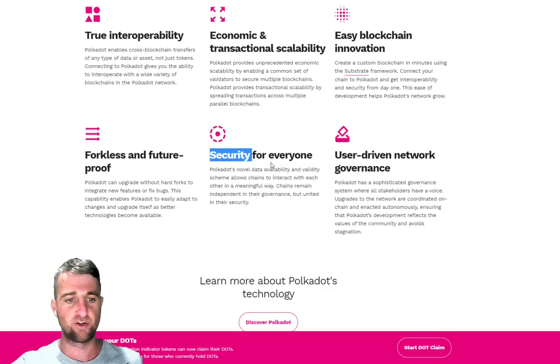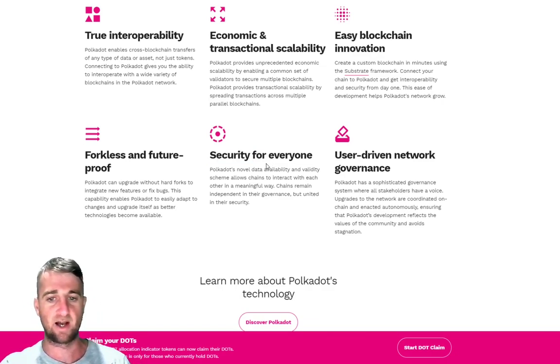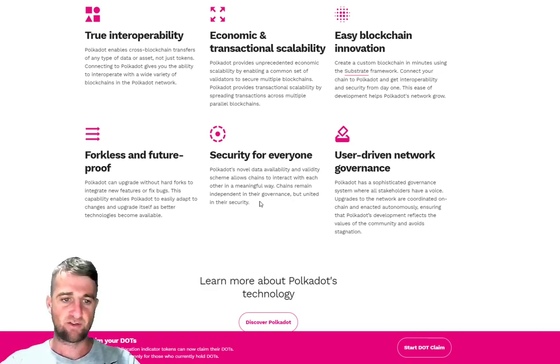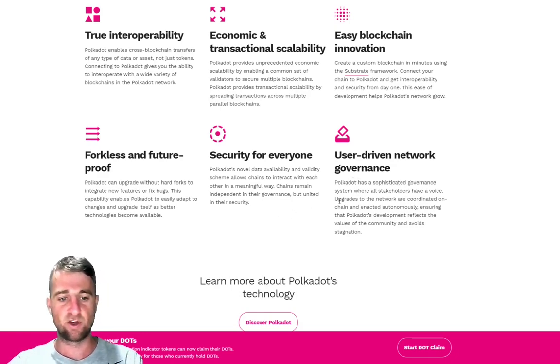So security, everyone. Security is a major issue in cryptocurrency. There's a lot of scammers and hackers out there that pretty much have their sole job to try and rob you, and it is big in cryptocurrency. There's a lot of hacks, and the amount of money that's disappeared off exchanges, for example, over the last 10 years is in the billions and probably close to trillions coming up soon. So Polkadot's novel data availability and validity scheme allows chains to interact with each other in a meaningful way. Chains remain independent of their governance, but united in their security.